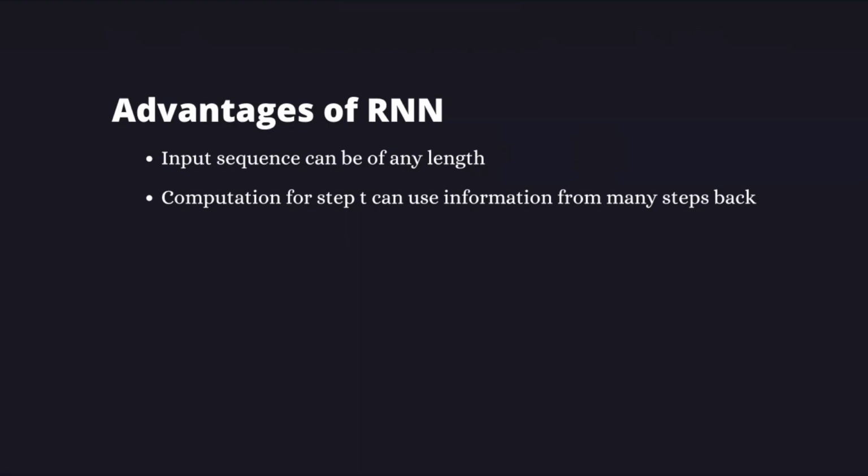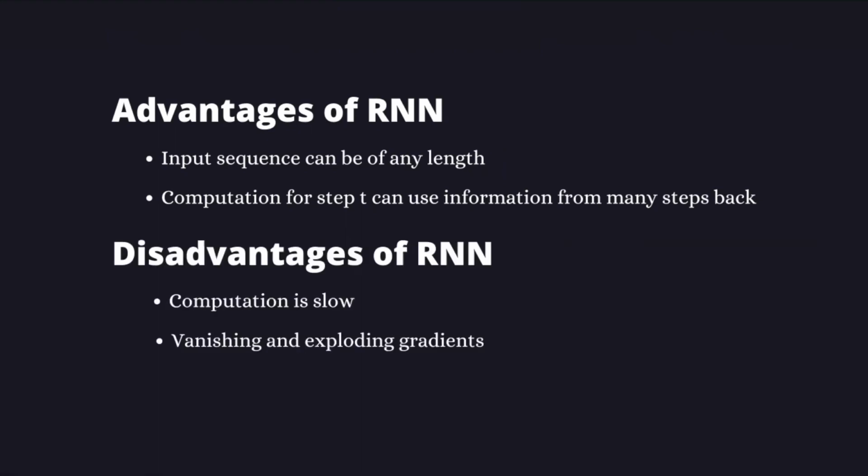So now let's see what the disadvantages of RNN are. One of the disadvantages of RNN is that computation is very slow because it is sequential. Another major disadvantage of RNN is vanishing and exploding gradients.